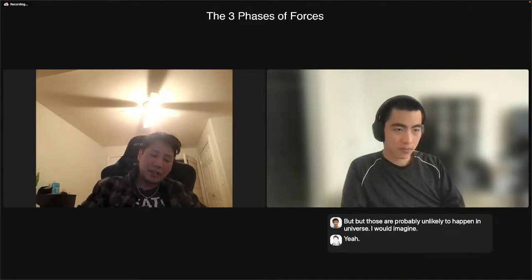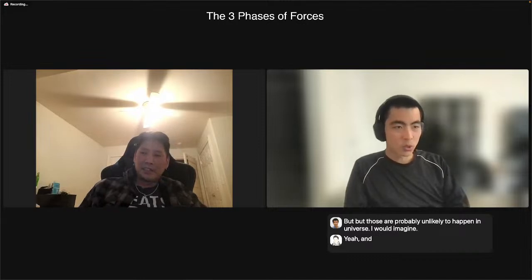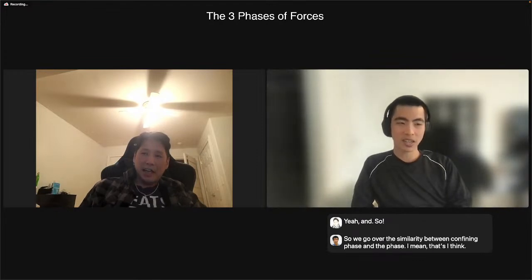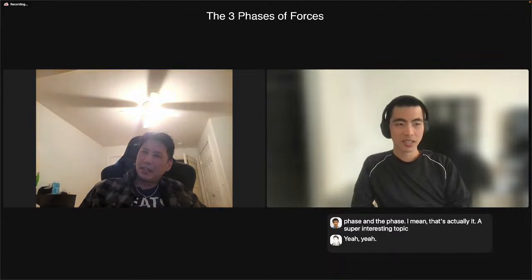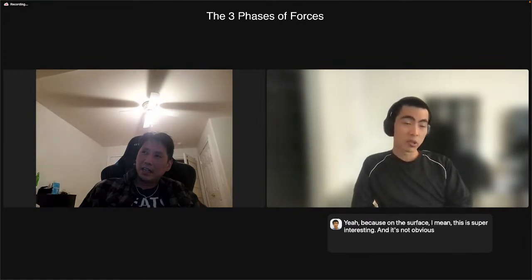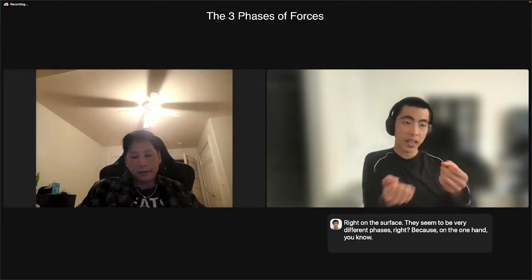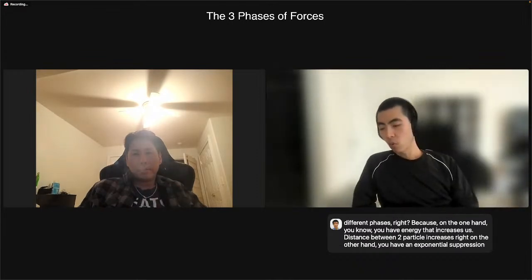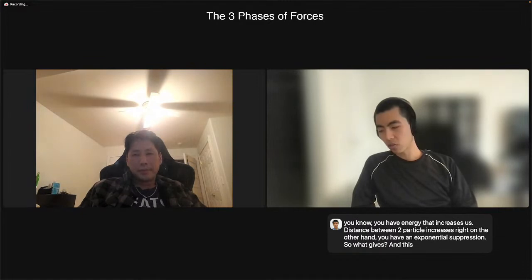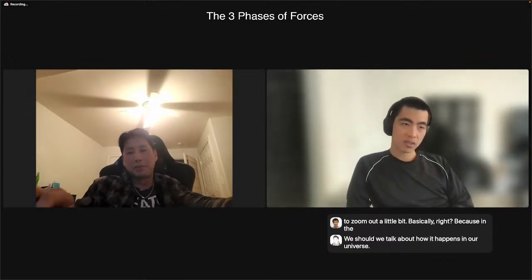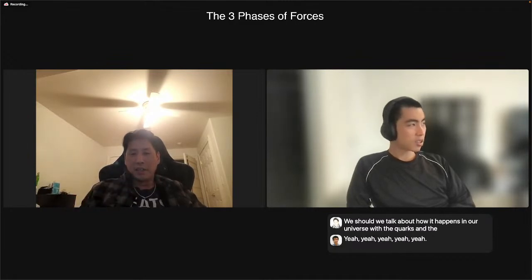Should we go over the similarity between the confining phase and the Higgs phase? That's actually a super interesting topic. On the surface, it's not obvious at all. They seem to be very different phases. On the one hand, you have energy that increases as the distance between two particles increases. On the other hand, you have an exponential suppression. So what gives? You have to zoom out a little bit. Should we talk about how it happens in our universe with the quarks? Yeah, I think so. So how does that work?